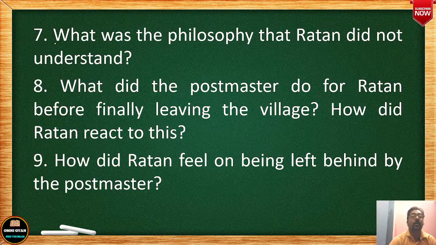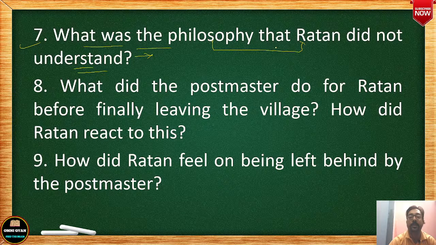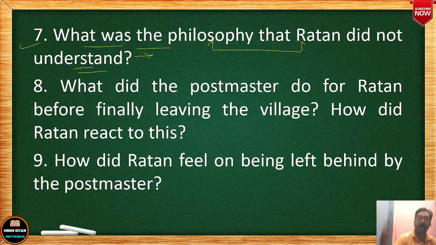Okay, then next question. What was the philosophy that Ratan did not understand? See, Ratan did not understand the philosophy that in this life, no one belongs to anybody. Ratan wanted to go with the postmaster, but the postmaster did not want to take Ratan. So while leaving, when the postmaster was on the boat going far away, he started thinking, should I have taken Ratan with me? But then again, the postmaster thought that no, who belongs to whom in this world? There will be people coming and going. So no one belongs to anyone in this world. But this philosophy Ratan did not understand. And Ratan clung to the post office with the hope that finally, one day, the postmaster would return for her. But this will never happen.